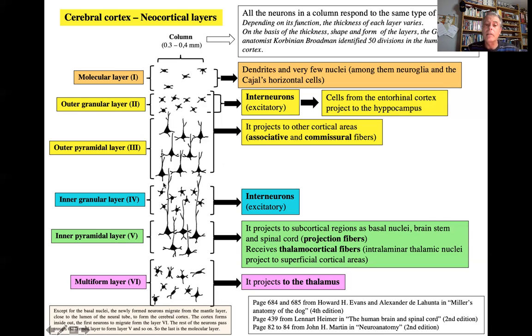Then we have an inner granular layer formed by excitatory interneurons, right? And an inner pyramidal layer. This pyramidal layer is formed by neurons that project to subcortical regions and basal nuclei, brainstem, and spinal cord. So the projection fibers are coming from the inner pyramidal layer. Remember, the associative and commissural fibers come from the outer pyramidal layer. And then we have the multiform layer that projects to the thalamus. The thalamus is deeply related with the inner layer of the neocortex. These layers form columns, right? So the neocortex is formed by columns, and in each column we have these layers.